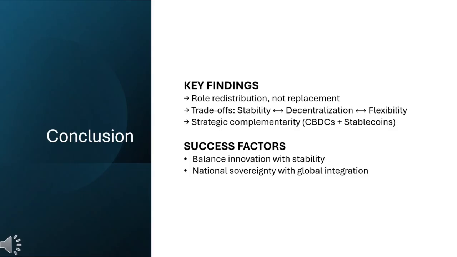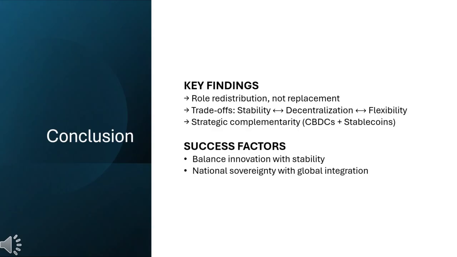In conclusion, our research demonstrates that digital monetary systems are not replacing traditional structures, but rather redistributing roles and creating new equilibriums. Stablecoins, the gold standard, and cryptocurrencies each represent different trade-offs between stability, decentralization, and flexibility. The interaction between stablecoins and CBDCs is shaping the future of money through strategic complementarity rather than direct competition.